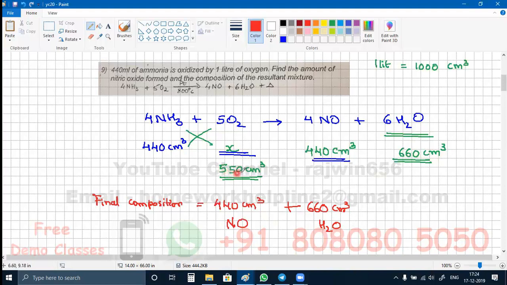Now some amount of oxygen is going to remain because we have taken more oxygen, that is 1 liter, which is 1000 centimeter cube. Out of that, 550 will get used up in the reaction because this is chemically reacting. So out of 1000, this much is used up. How much is going to remain? It is going to be 1000 minus 550, which is 450. So this is going to be 450 centimeter cube of O2. This is going to be the final composition of the mixture.